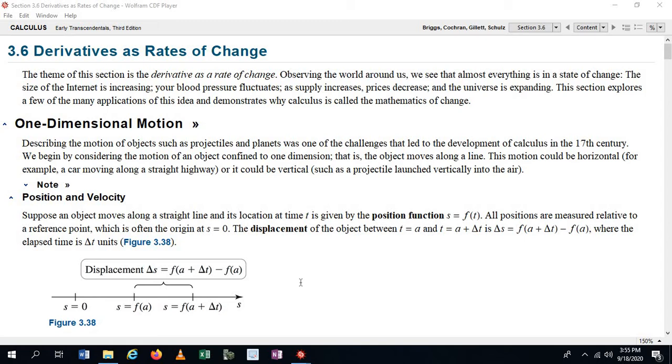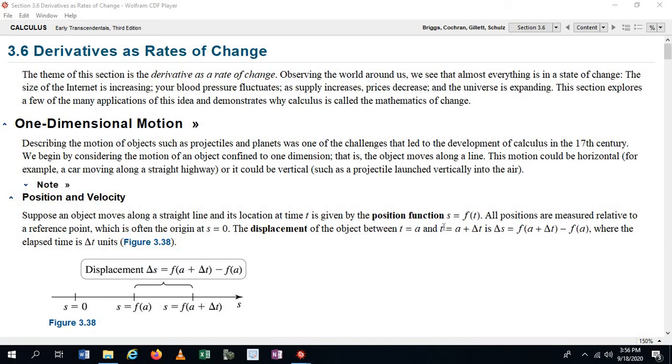Now, the first example we're going to look at is a case where we have an object in one-dimensional motion. This could be an object that's moving up and down in a vertical direction, or an object that's moving left to right horizontally. So let's say we have an object that's moving horizontally. We can describe the position of that object with a number line that is oriented in the horizontal direction. We can also describe the position of that object on the number line with a position function.